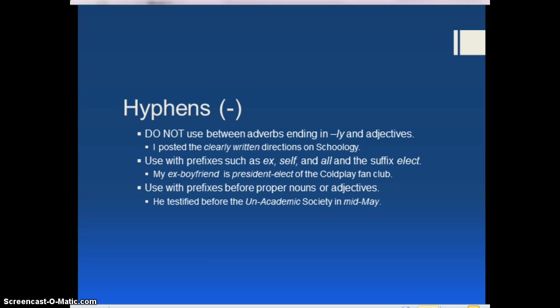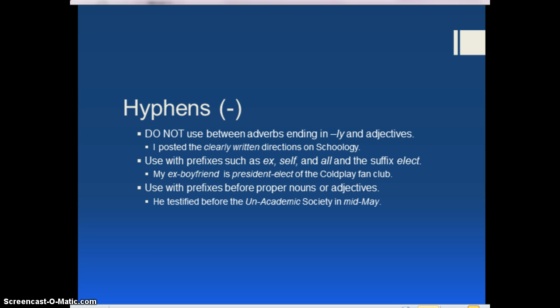A rule of thumb is you don't use hyphens between adverbs ending in ly. I don't know if people really do that anymore because it's kind of common sense that you don't, but just in case you want to know, you don't use hyphens with adverbs ending in ly. You wouldn't say fast-ly or quick-ly. That just doesn't make sense.